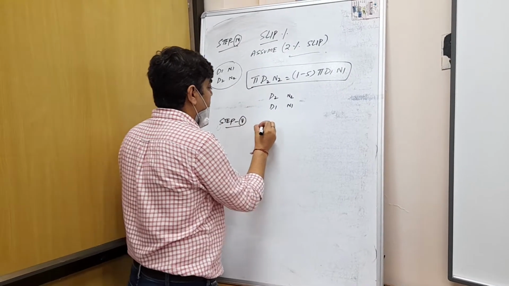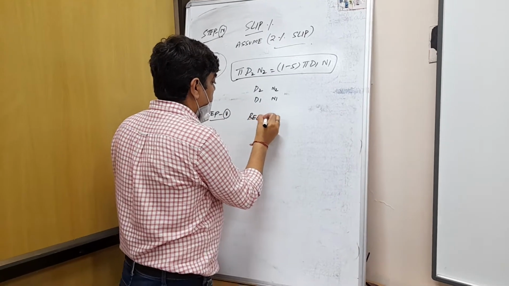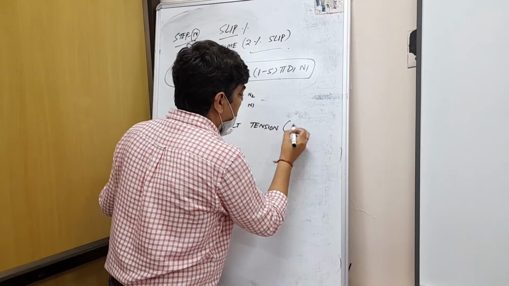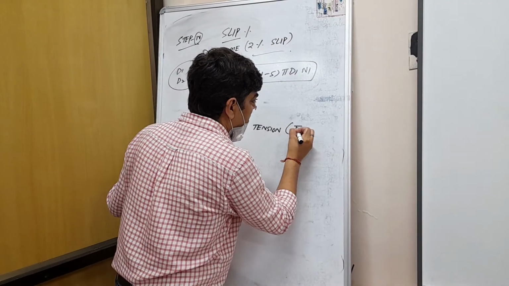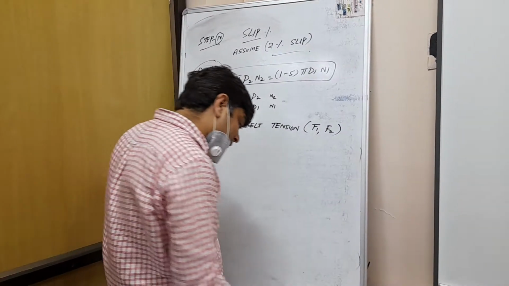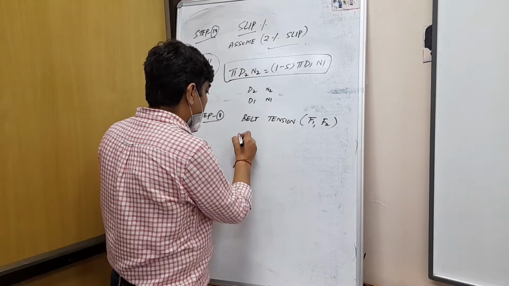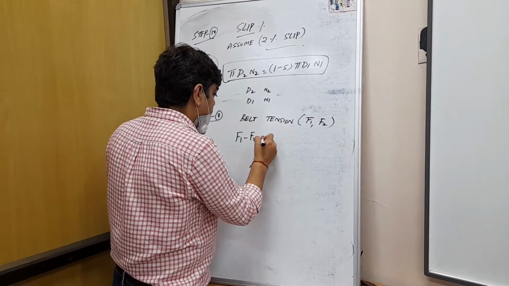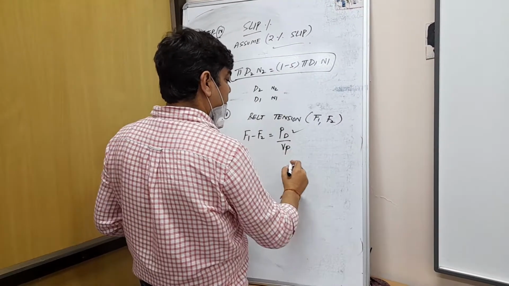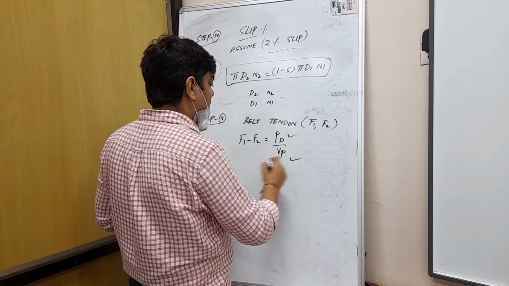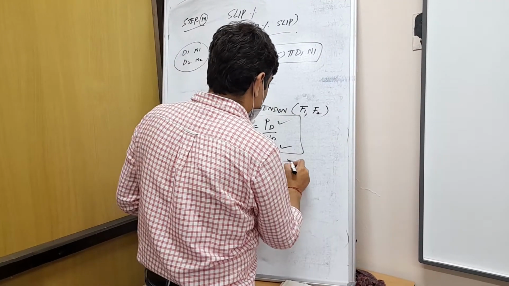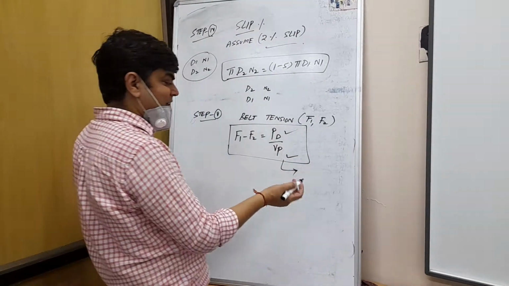Step 5, that is belt tension. You can either represent tension by T1 or you can use F1. Either you use T1 or F1, one same thing. So you have the relation F1 minus F2 is equal to PD by Vp. PD we have determined, that is the design power, and Vp is the pitch line velocity or belt velocity. So accordingly you can determine this F1 and F2, that is tension on the tight side and tension on the slack side.